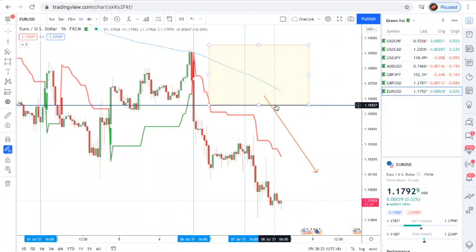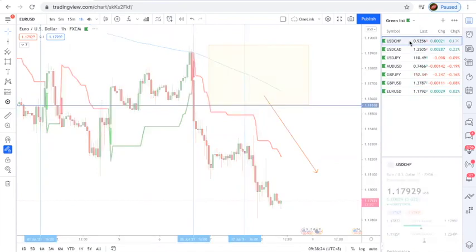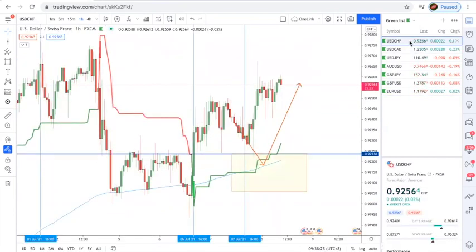We start with USD CHF. If you ask me, USD CHF is still under good buying pressure. By looking at the chart, it's still on buying pressure, still above the 200 EMA. Whenever it's above the 200 EMA, you just need to look for buying opportunities. That means you don't go for sell opportunities. It's still on buying pressure.